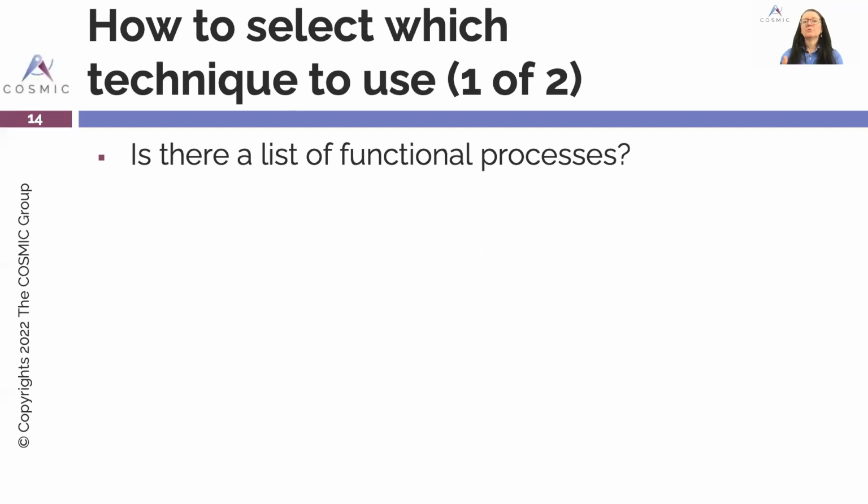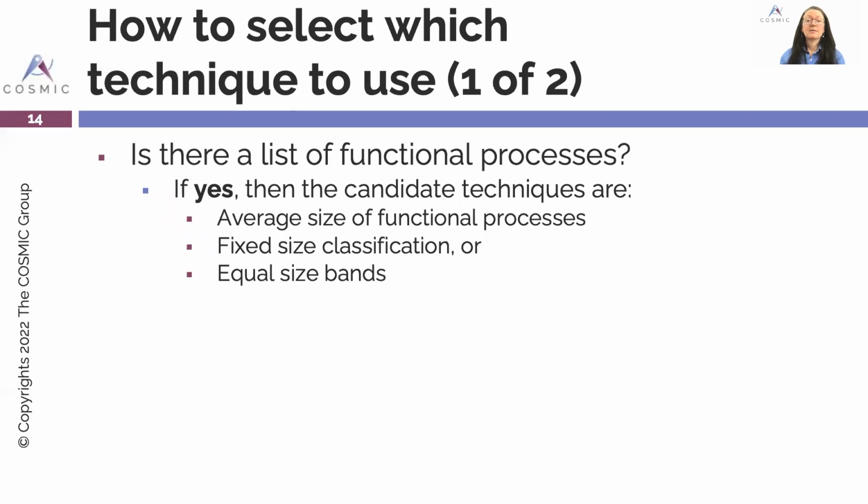So how should we select which techniques to use? Well, first, is there a list of functional processes? If yes, then the candidate techniques are the average size of functional processes, the fixed size classification, or equal size bands.